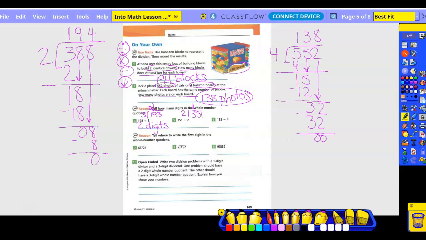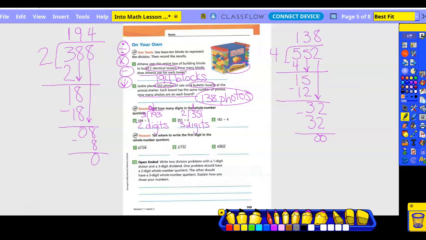So if I'm starting in the 100 spot, how many places do I have? How many digit place values do I have? 3, because the 100s, the 10s, and the 1s, right? So 3 digits.